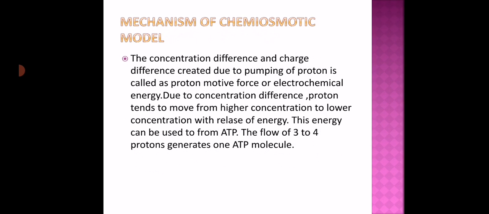So one ATP molecule will be formed whenever there is a flow of protons from high concentration to low concentration. Whenever 3 or 4 protons move from high concentration to low concentration, per flow one ATP molecule will be produced.